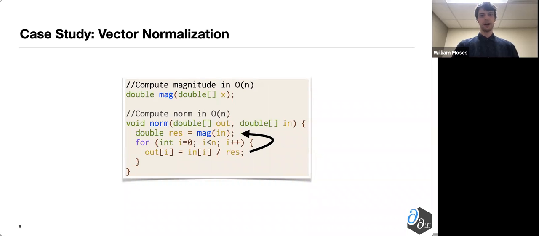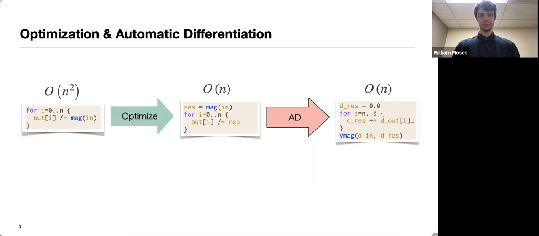Now, any compiler worth its salt will realize that the call to the magnitude function doesn't need to be called once per iteration of the loop, but instead can be hoisted outside the loop, doing it once, and thus reducing the runtime from O(n squared) down to O(n), a dramatic speedup.